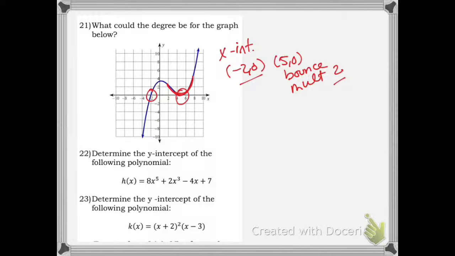So 1 x-intercept, 2, 3. So this is a third degree problem.